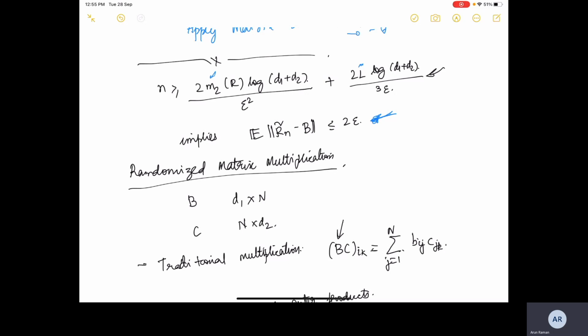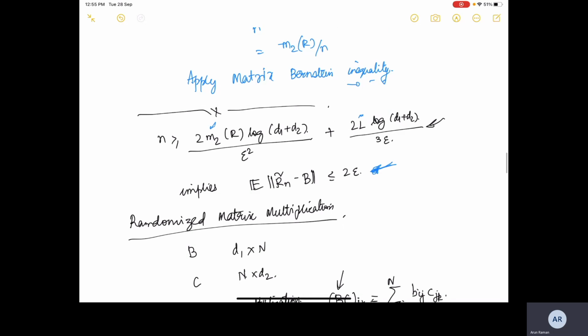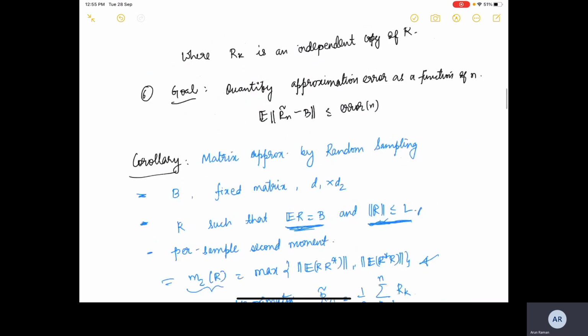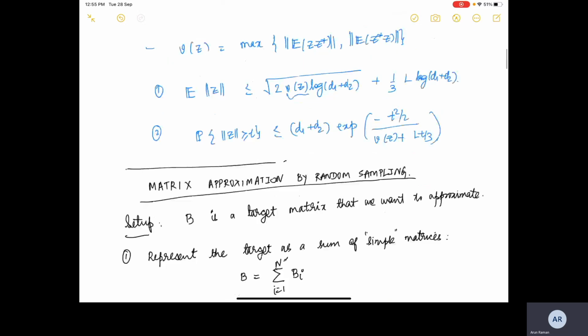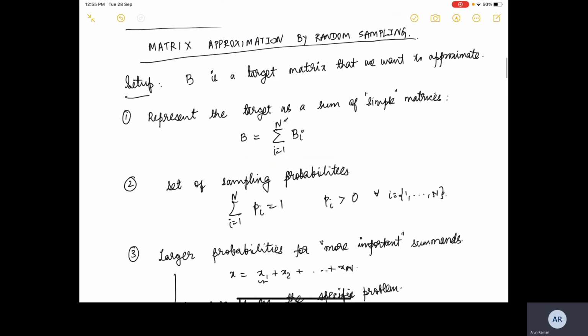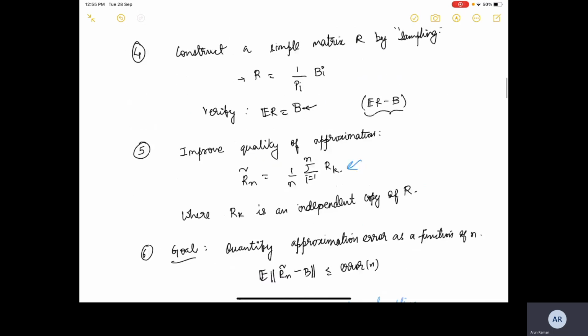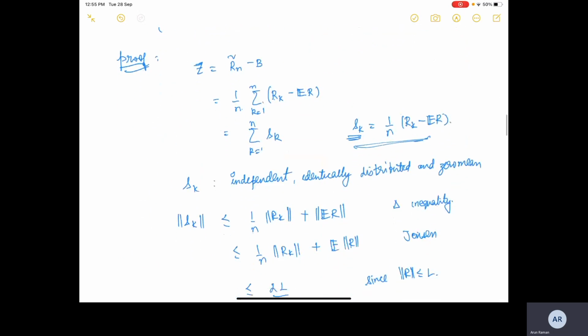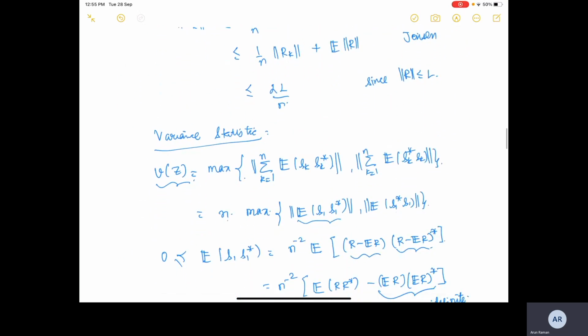Yeah, so that concludes today's discussion on random matrix approximation by random sampling. We looked at the general scheme of matrix approximation by random sampling, and we looked at a specific example of matrix multiplication. While doing all these things, we have looked at an application of the matrix Bernstein inequality. This is the second application of the matrix Bernstein inequality that we are looking at.